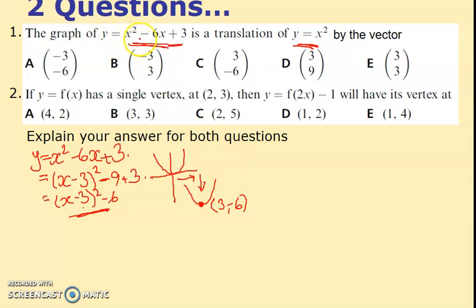And of course what they want is describe its translation. And I think it's gone 3 to the right and 6 down. And I think it's C.